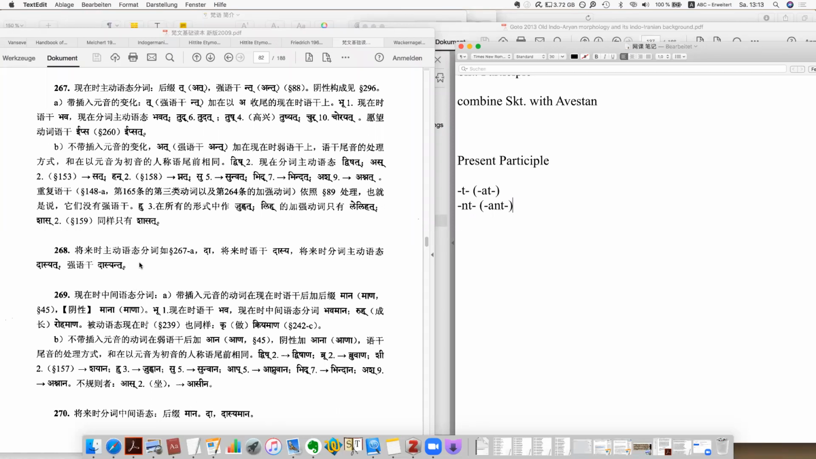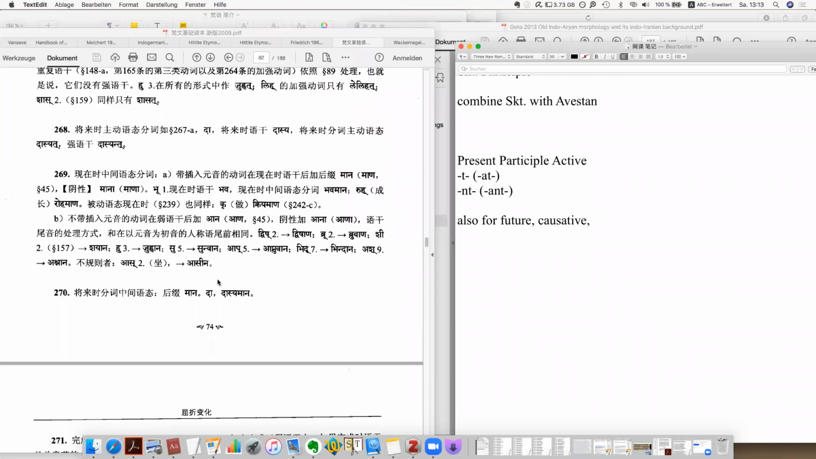It can be used also for this form nt, not only for present but also for future. Yeah, and actually not only for future but also for other forms like causative. You can also use this nt. This is actually active, right?